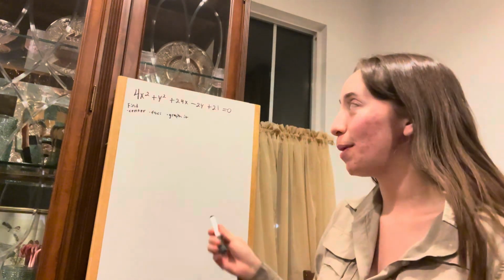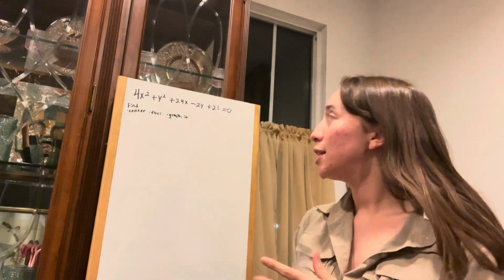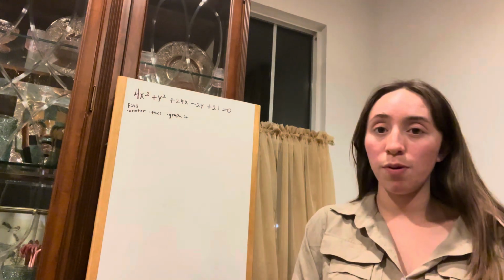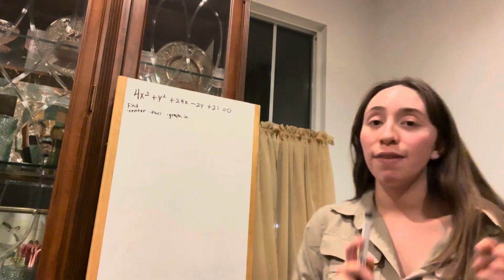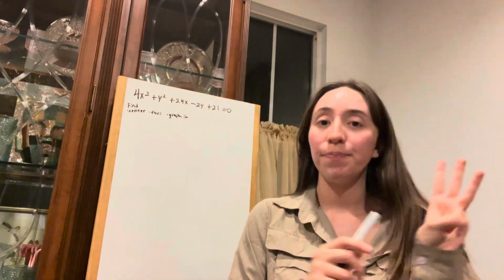Okay, so this is my problem. 4x squared plus y squared plus 24x minus 2y plus 21 equals 0. We have to find the center, we have to find the foci, and we have to graph it.